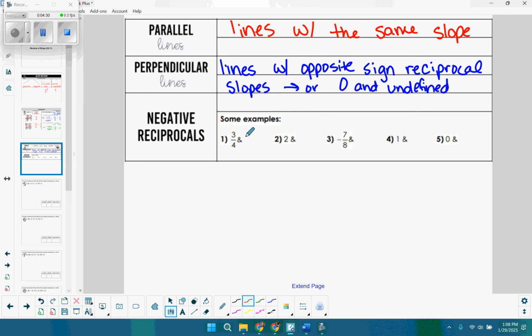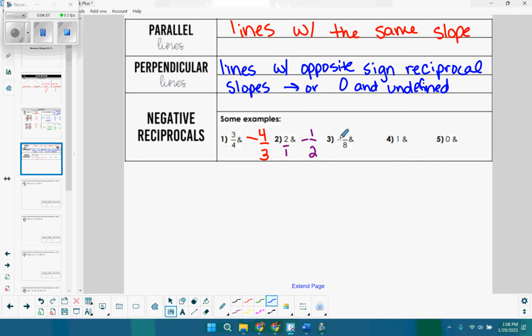So 3 over 4 is positive, so the opposite sign will be negative. And if I take the reciprocal of 3 over 4, I have 4 over 3. For number 2, 2 is really 2 over 1. So this was positive, so the opposite is negative, and the reciprocal is now 1 over 2.